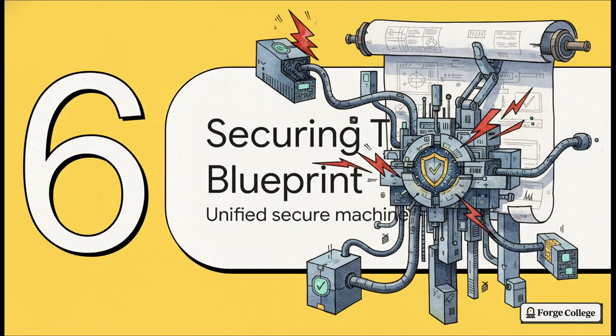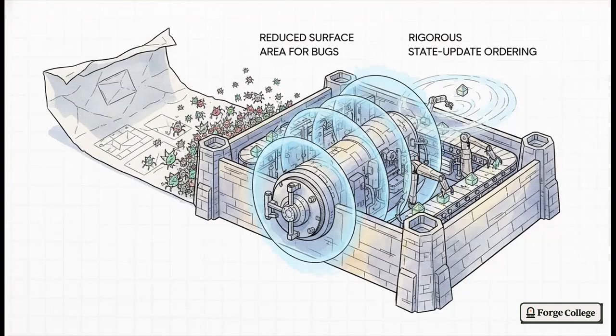And finally, Section 6, Securing the Blueprint, Building a Unified Secure Machine. So we've wired our isolated modules together, we've attacked them, patched the vulnerabilities, and documented the entire journey. Our modular smart contract system is finally acting as a patched, tested, and secure unified machine. So the crucial point is this: secure systems require explicit boundaries and rigorous state update ordering. By forcing our modules to ask for permission and strictly adhering to patterns like checks, effects, interactions, we massively reduce the surface area for bugs to hide. That is how you make a prototype scalable and enterprise-grade.